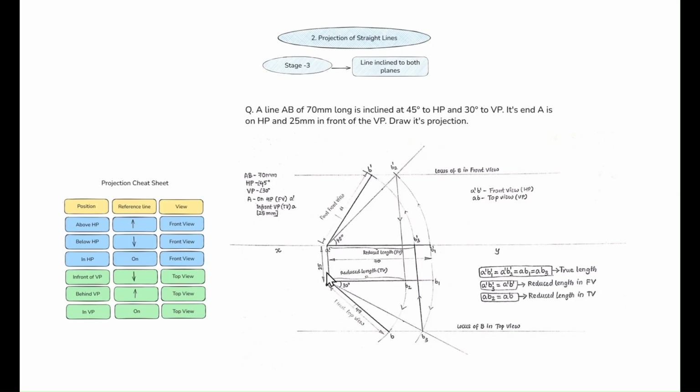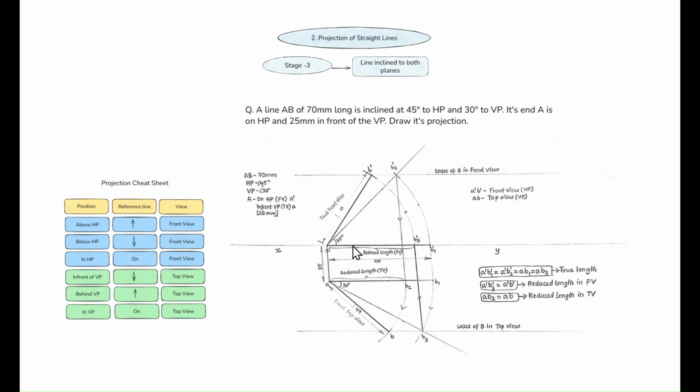That end A is only in front of VP as well. So for HP, it is A dash, that is on HP, on that reference line, and 25 mm in front of VP. In front means downward, below the reference line, you will be plotting that point A. Only A, because this is VP, it is not HP, so no apostrophes or dashes. Done.